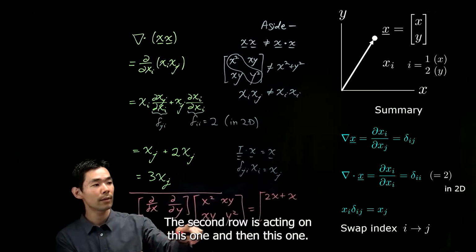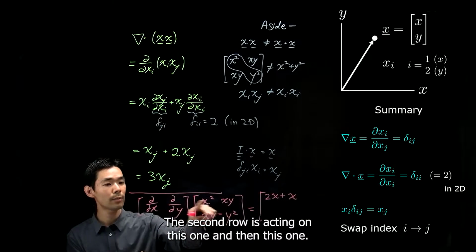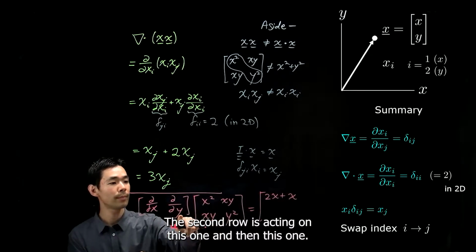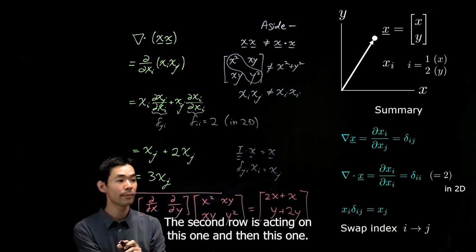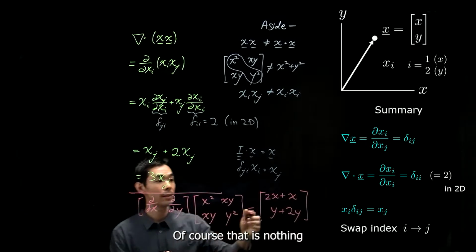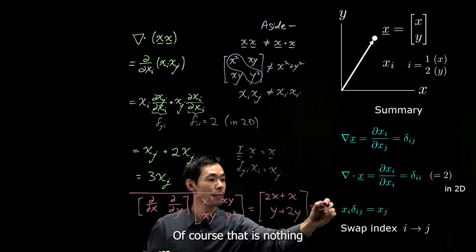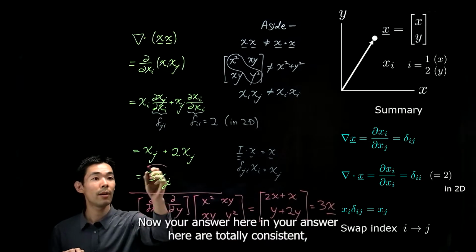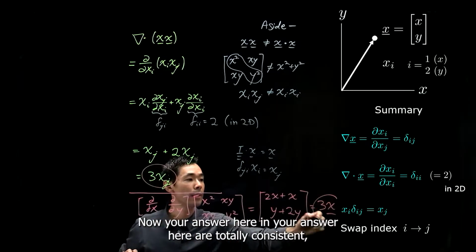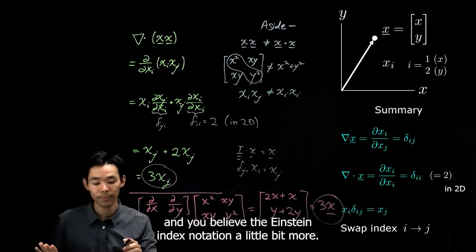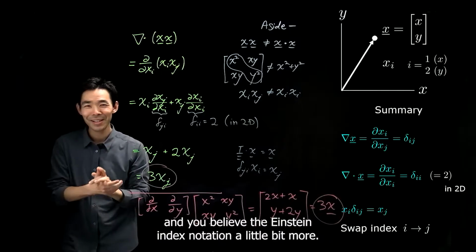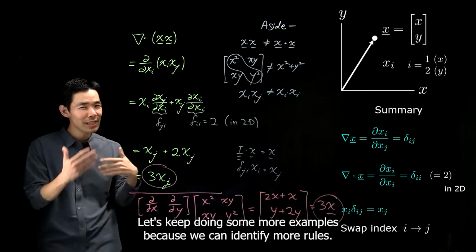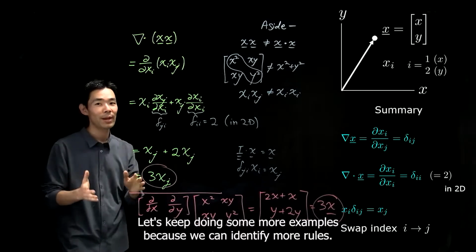The second row is acting on this one, and then this one. Okay? And of course, that is nothing but just 3 times your x vector. Okay? So now your answer here and your answer here are totally consistent with each other. So hopefully you believe the Einstein index notation a little bit more, but let's keep doing some more examples because we can identify more rules.